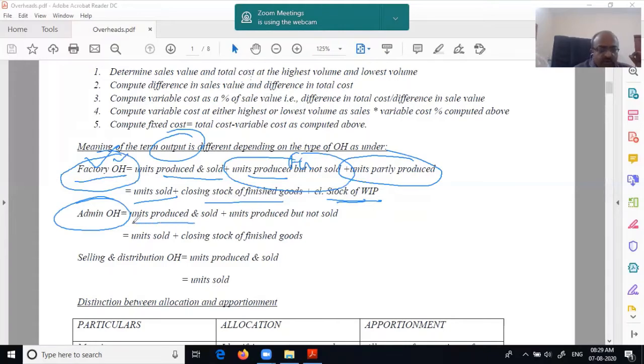has it gone, this produced and sold, has it gone through this admin overhead? Without admin, can you have produced and sold? No, sir. Because that cost also has to go up. You look at the cost sheet, how the cost sheet is moving. Similarly, units produced and sitting in finished goods will also be loaded with this cost. Without that, it cannot be your finished goods.